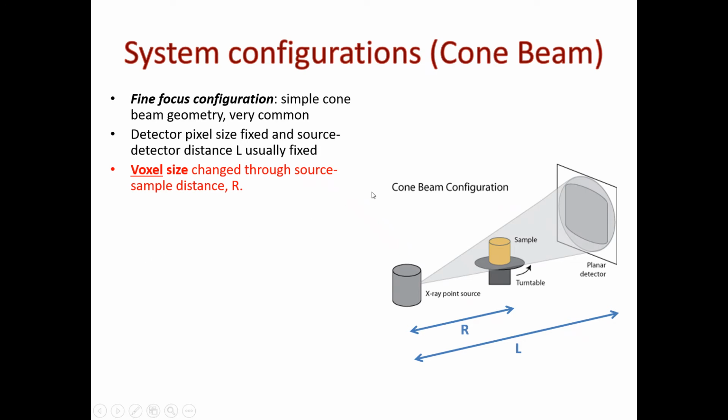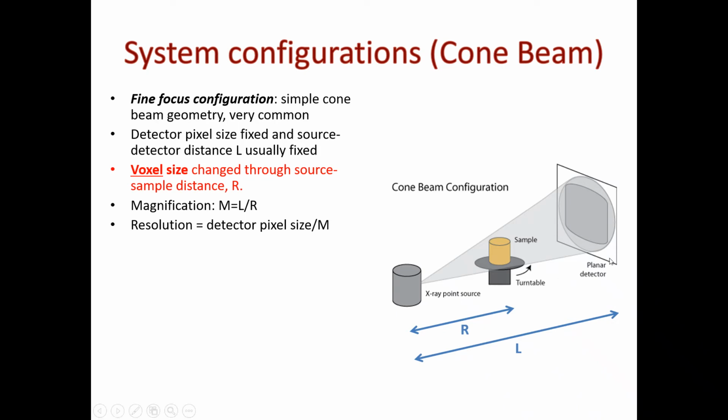So voxel size changes here between the point source and the detector. Basically, you can play with moving the sample closer or further away. And then with the turntable, you get different projections. And basically the ratio of R and L gives you the magnification that you see on the detector. And the resolution is the detector pixel size divided by magnification. That's the best you can get in terms of resolving a detail.